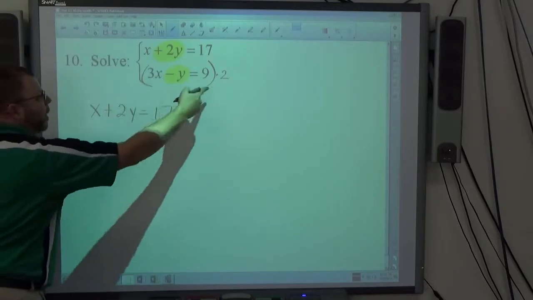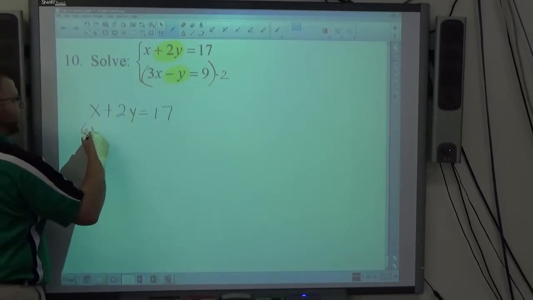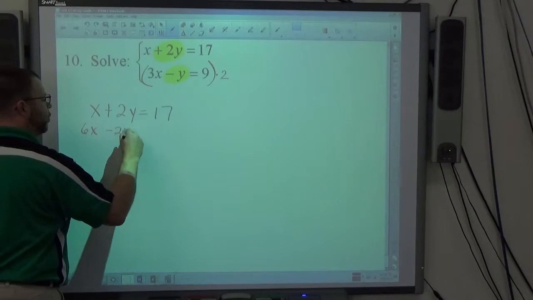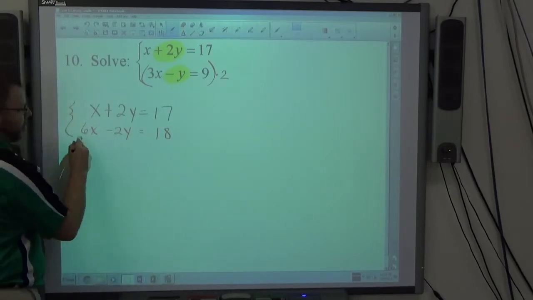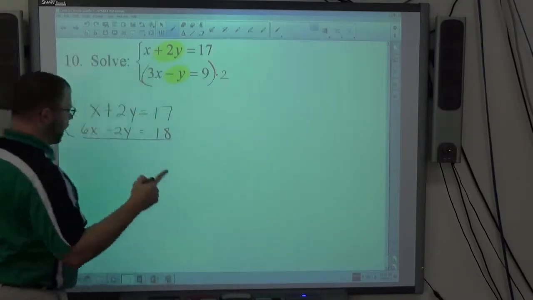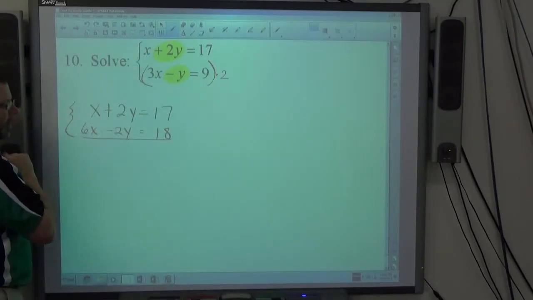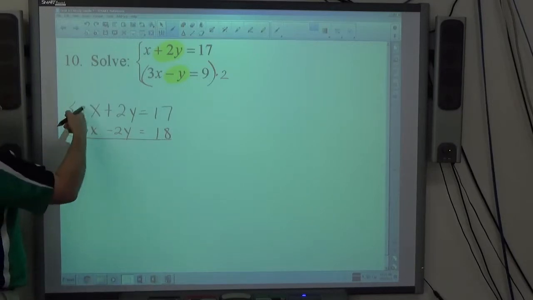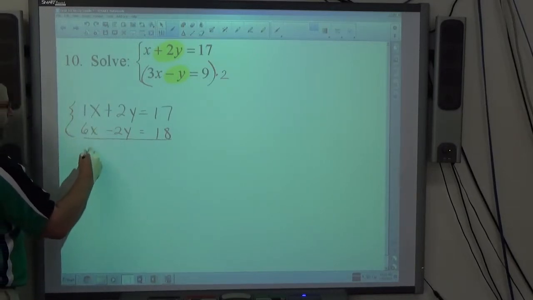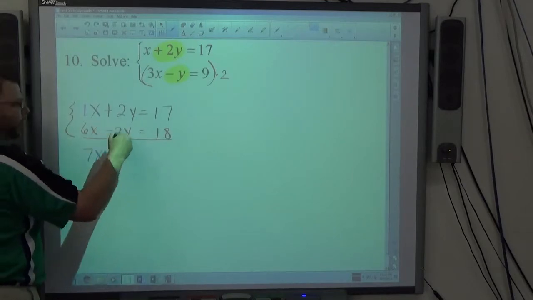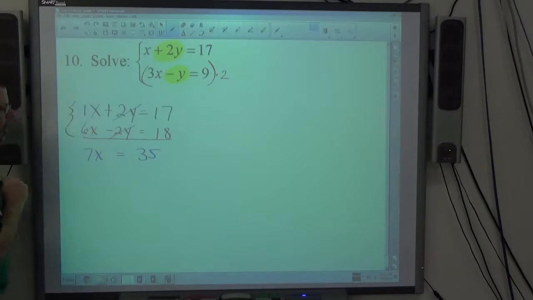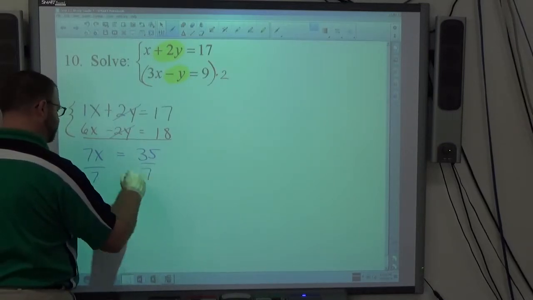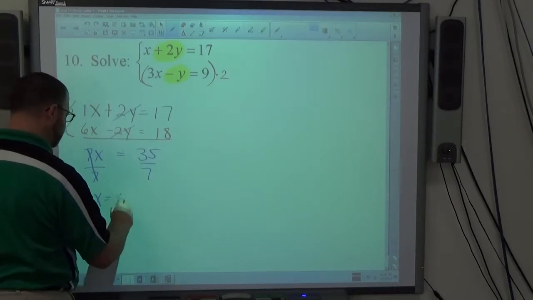Doubling everything in the bottom equation, 2 times 3x is 6x. 2 times negative y is negative 2y. 2 times 9 is positive 18. Just like that, here's my new system of equations. And positive 2y, negative 2y are going to cancel. So adding the equations together, 1x and 6x are both positive. Add makes 7x. 2y minus 2y cancels. 17 and 18 are both positive. They add, and positive 35 is the result. We divide both sides by 7. It ends up getting me x is equal to 5.